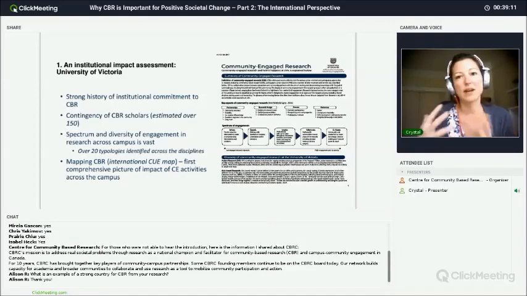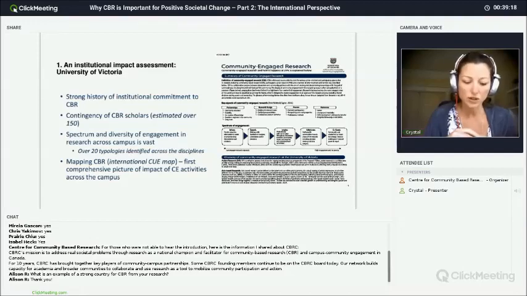Over the years, we've had different structures at the university. So I looked at an assessment of two structures between 2009 and 2015, and also looked at a number of different indicators, such as funding, number of students, and other reputational indicators as well. We have quite a large contingent of scholars, or those that would identify as community engaged scholars, over 150 at the University of Victoria.